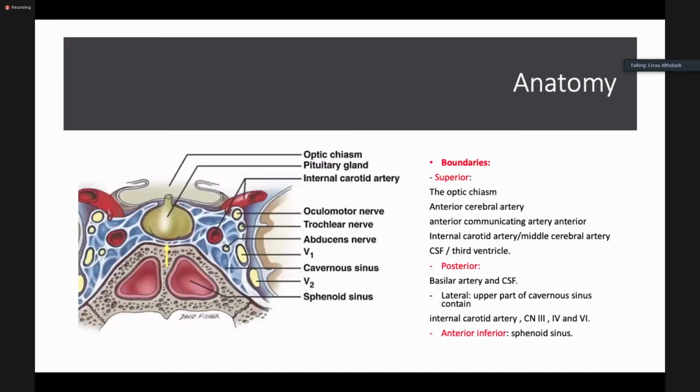The most important thing in the anatomy is the boundaries. As you see here, this is the pituitary gland. It's bounded inferiorly by the sphenoid sinus, and laterally on both sides we have the cavernous sinus with the oculomotor nerve, trochlear nerve, abducens nerve, and the internal carotid. Superiorly we have the optic chiasm, and as well the third ventricle. Posteriorly we have the basilar artery.